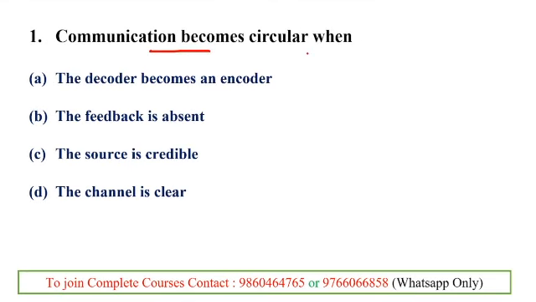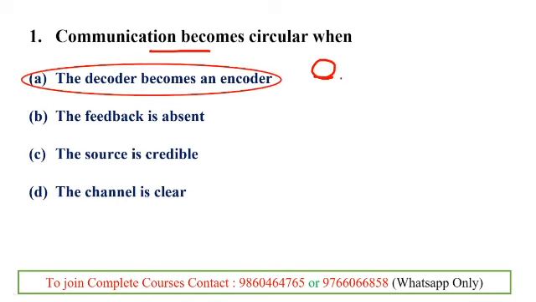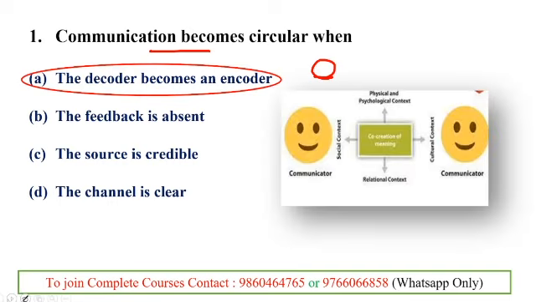communication becomes circular. When does communication become a circular procedure? Here there are the following options given. You can know that communication is circular when the decoder becomes an encoder. The communication process is complete only when feedback is sent by the decoder to the encoder.